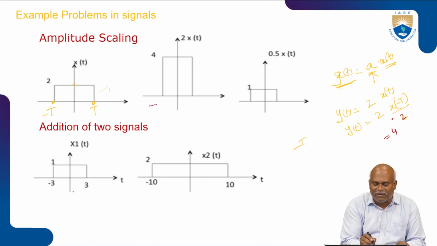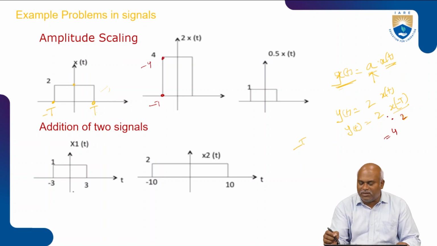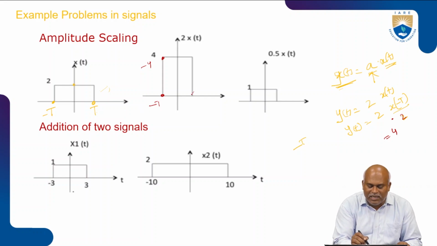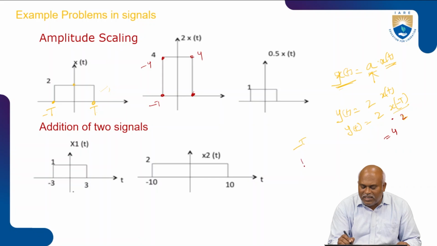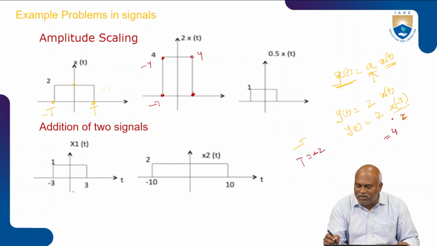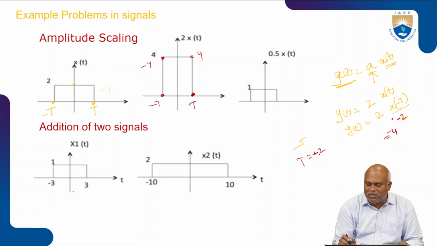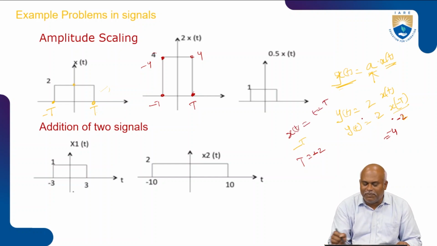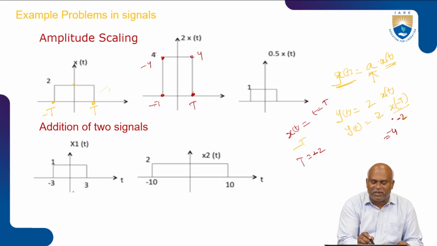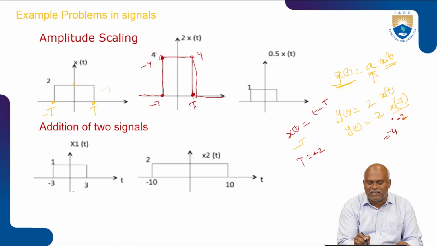If we take minus t, then the value is represented as minus 4. Next, t is equal to plus t, then the value is represented as 4. If t is equal to minus 2, this is represented as minus 4. When t is equal to capital T, it is plus 4, and when t is equal to minus T, it is minus 4. Then we draw the signal. The remaining portion is all represented as 0. So when from minus t to plus t, the value is represented as 4.